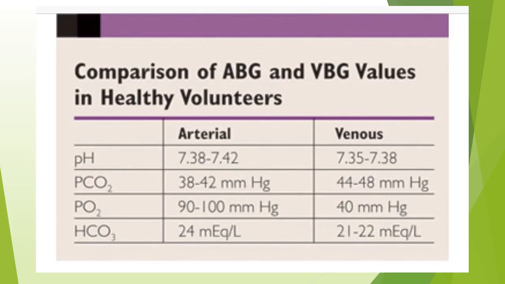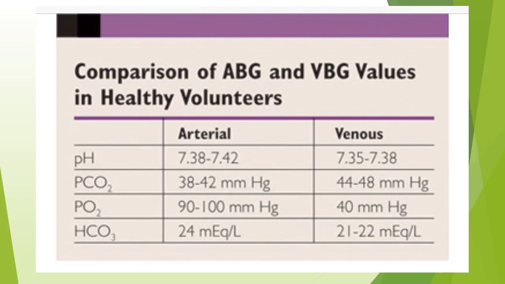Here I am going to explain the main difference between ABG and VBG blood results. The pH will be almost similar. The arterial will be 7.38 to 7.42 and the venous will be 7.35 to 7.38. But the oxygen and the carbon dioxide values will make the result different.